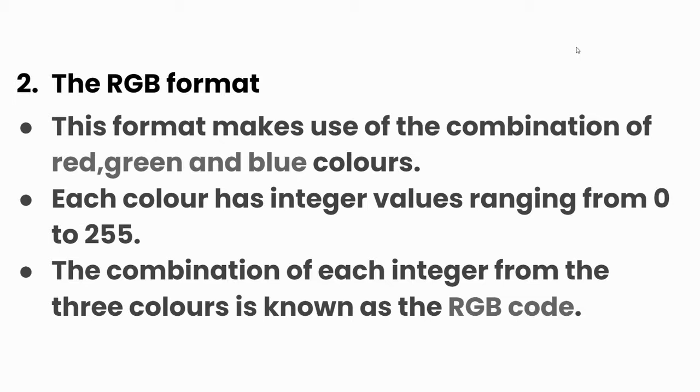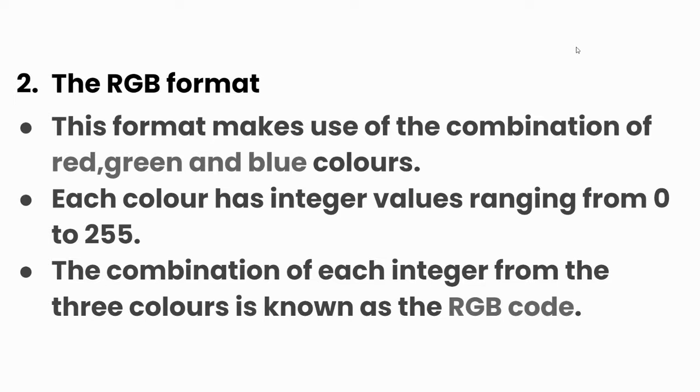And any integer value higher than the middle would actually depict a much brighter color. So the combination of each integer from the three colors is known as the RGB code. This code is basically gotten from a combination of the integers from these three colors. So if, for instance, like in the first example, we had the red color.